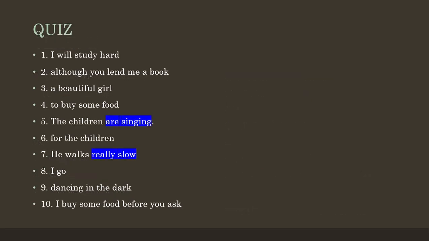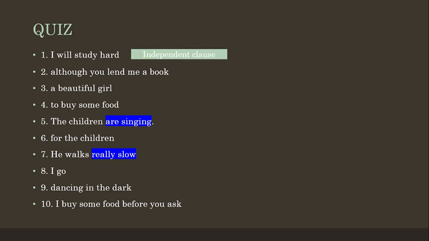Next is the quiz. For you, please do the quiz and analyze. Maybe you find a clause, so you just type what type of clause. Maybe you find a phrase, so say what type of phrase, to make it clear. Number 1 is I will study hard. I will study hard. What is this? Is it a phrase? Is it a clause?